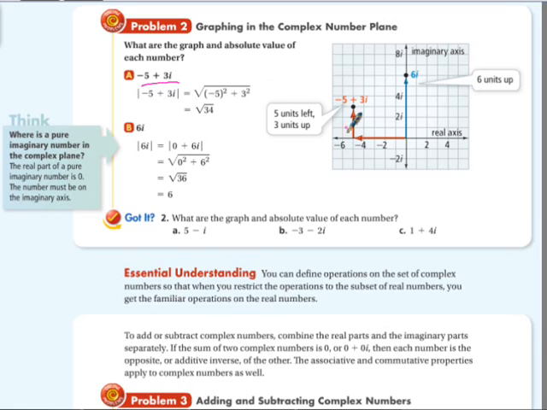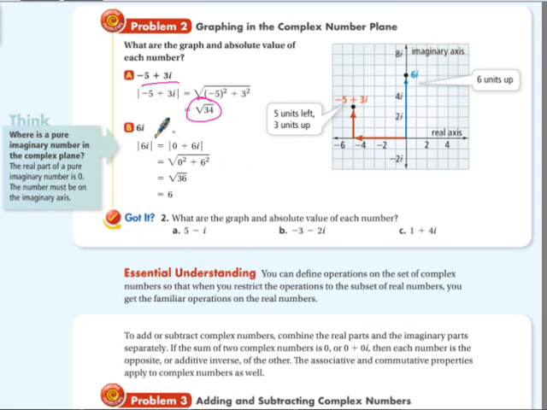Then we're just going to do a squared plus b squared equals c squared. Okay. Negative 5 squared is 25. 3 squared is 9. Okay, 25 plus 9 is 34. So the absolute value of this number is the square root of 34.